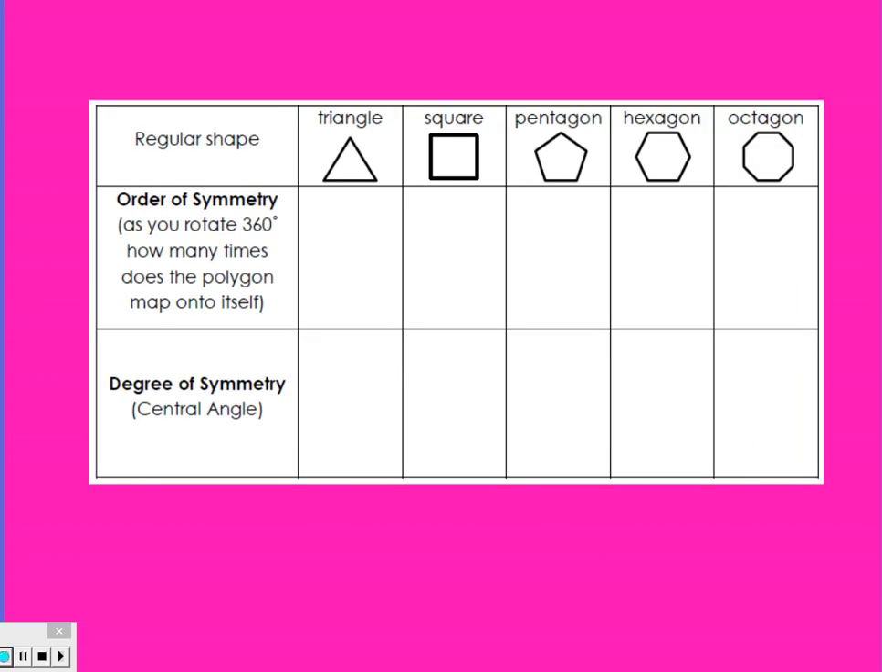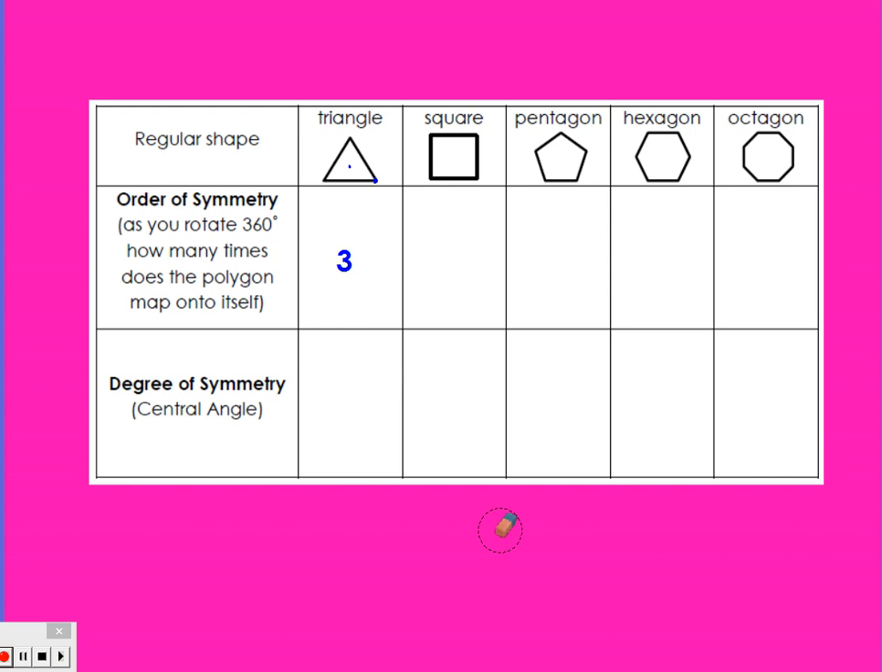Great. So, in this shape, we want to figure out what is the order of symmetry. As you rotate 360 degrees, how many times does the polygon map onto itself? How many times does it match up exactly? If I rotate about the center of that triangle, and say that's my starting vertex, 1, 2, 3. So our order of symmetry is 3. It maps onto itself 3 times.